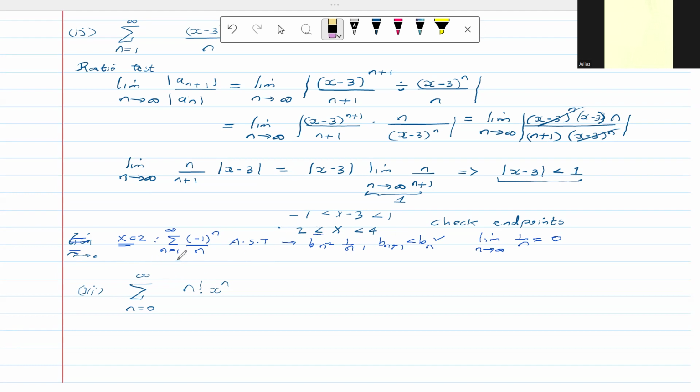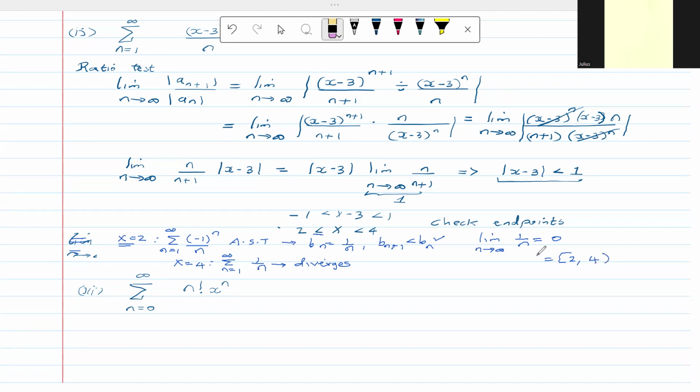And then let's check at x equals 4. Again, we have the sum in the original series from 1 to infinity. 4 minus 3 will be 1. So 1 to the power n is just 1, leaving 1 over n. We know that this series is a p-series, or a harmonic series, and this diverges. That means that in our interval, we won't include 4. So the series converges in this interval. I'm putting 2 in the square bracket and 4 in the open parenthesis. So this is our interval of convergence.